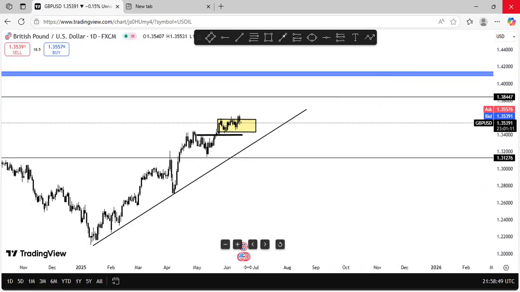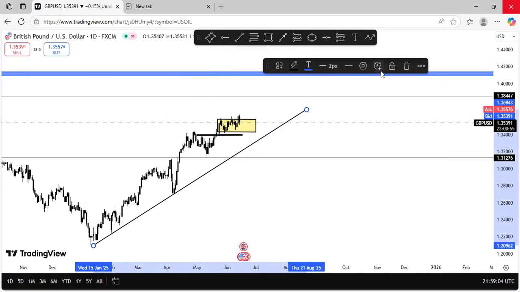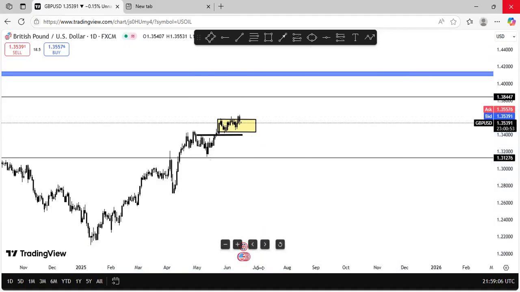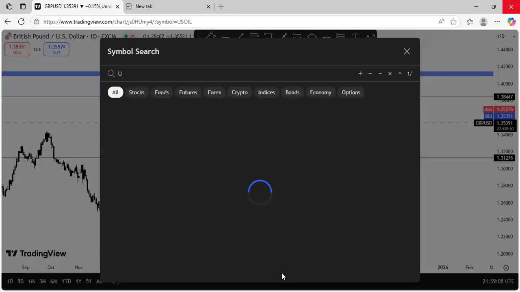But I'm still bullish on GBPUSD right now in this range. If we break this range, then definitely we should expect price to go over to 1.3800 and all the way to 1.4200. So that's my analysis on the GBPUSD. And let's go over to US oil.